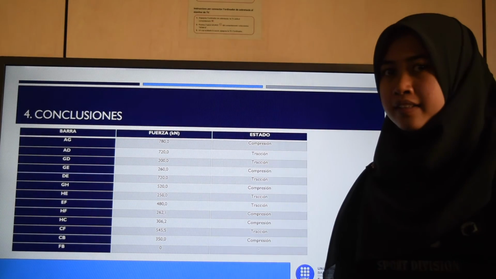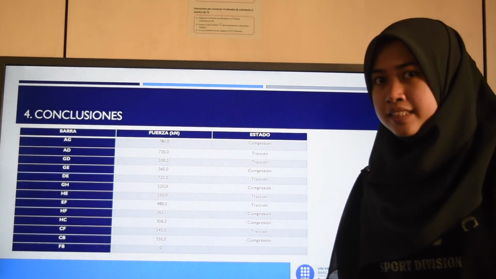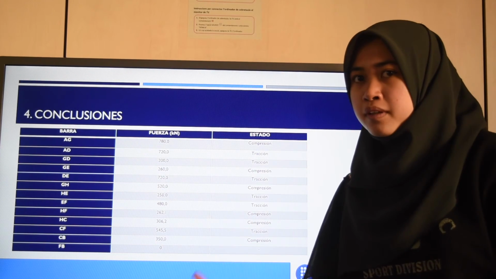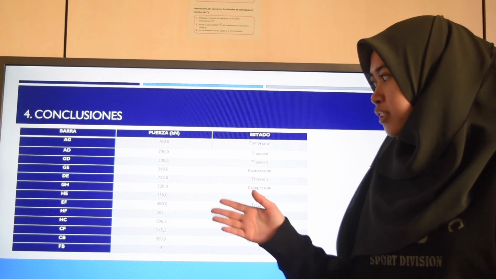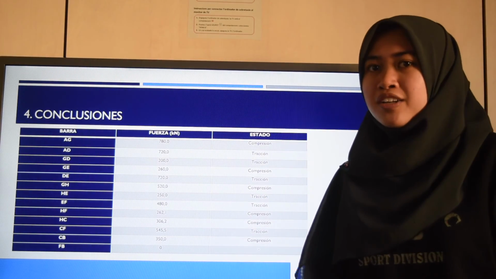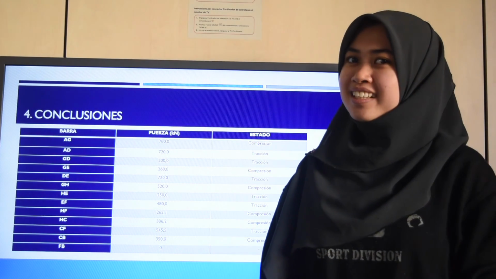Since we have already done the calculation in node C, it's now proven that our calculation is correct. So this is our summary of all the calculations involved when we find the internal forces and the state of each force, whether it's compression or traction. Therefore, we have achieved and obtained our objectives perfectly.